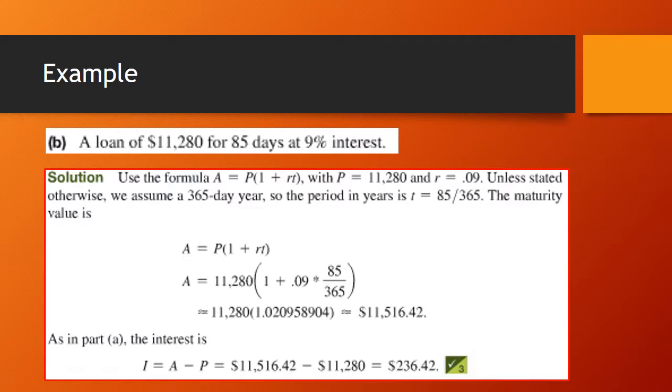Putting the numbers into our formula, we find that the total amount at the end is $11,516.42. And then subtracting the amount of the loan, we find that $236.42 of that was interest.